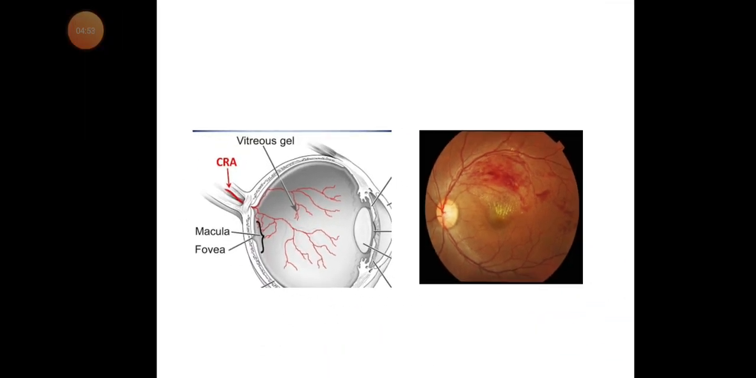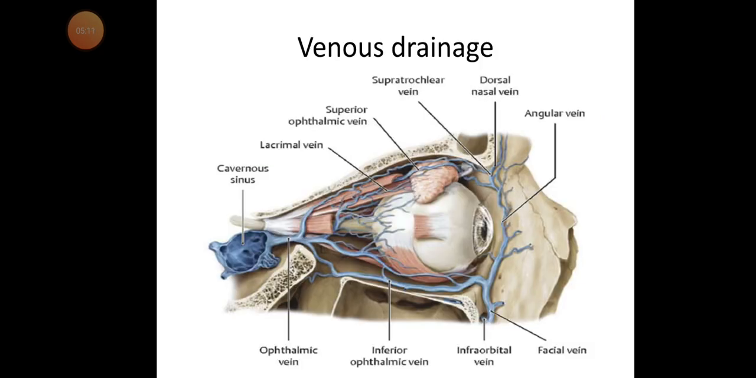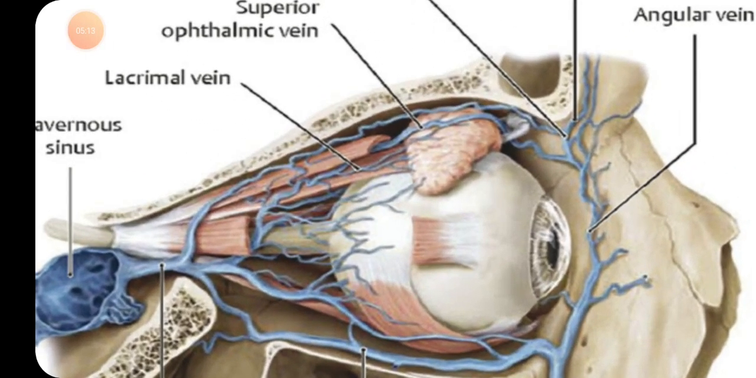So this is the major supply. The retina or nervous coat is supplied by the central artery of the retina, and also the outer layers are supplied by the choroid, that is vascular, through the diffusion mechanism. You should remember the second layer is supplied by ciliary arteries and the third layer is supplied by the central artery of the retina. Next we are going to discuss the venous drainage.